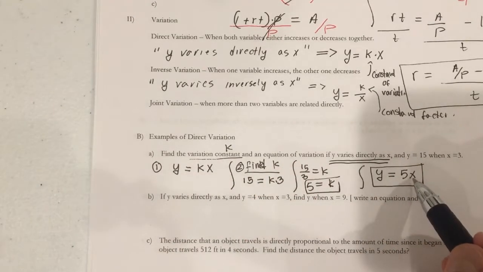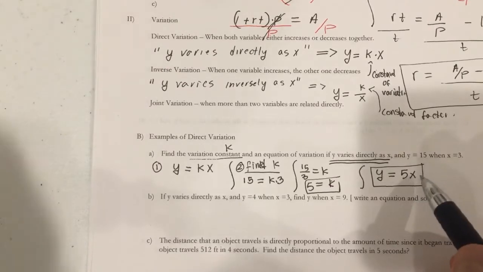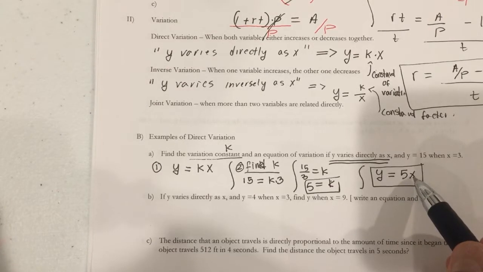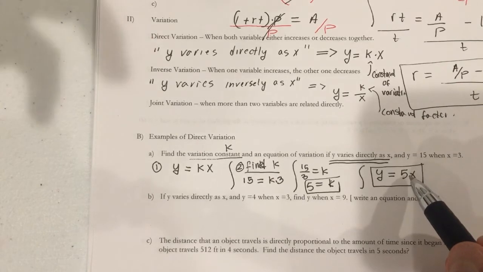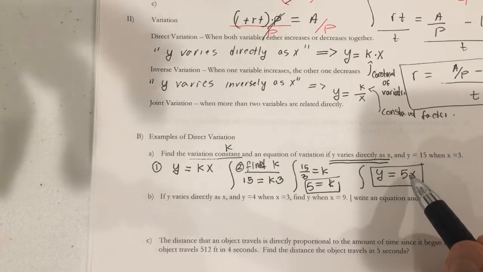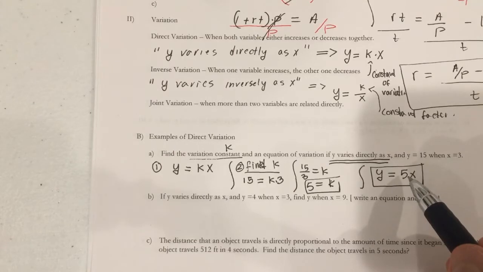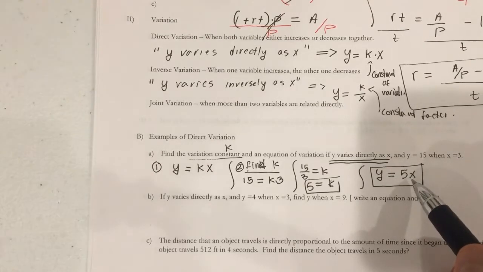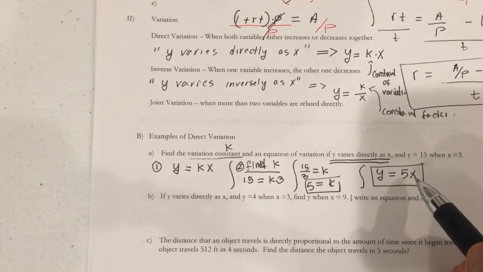So as x goes up 1 unit, y goes up 5 units. Think of it this way: for every hour that you work, you get 5 minutes of vacation time. If you work 2 hours, you get 10 minutes of vacation time, and so on and so forth. So as one item goes up, the other item also goes up.